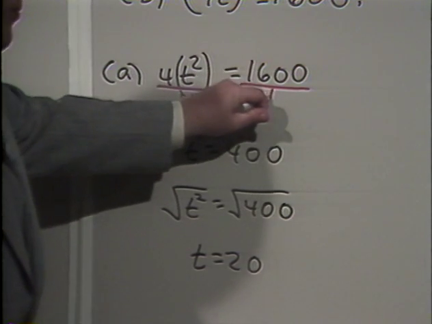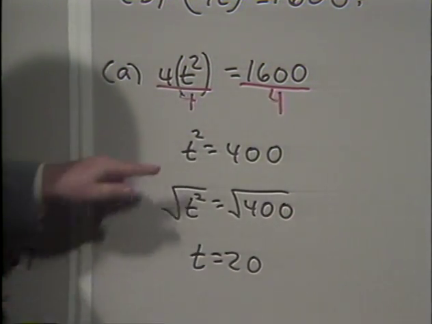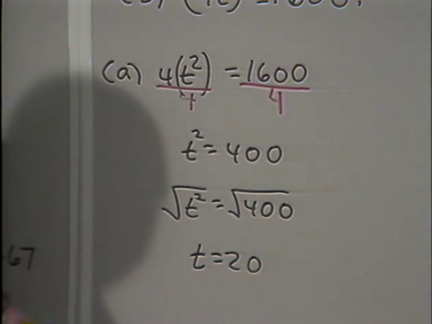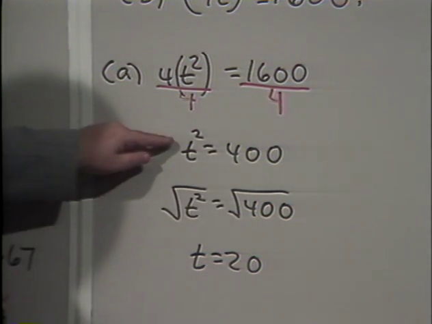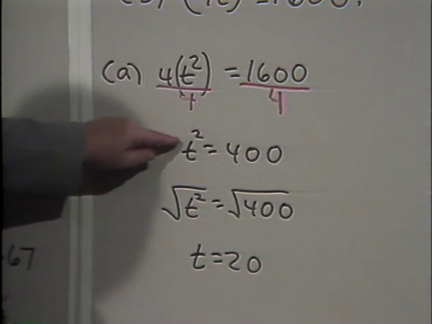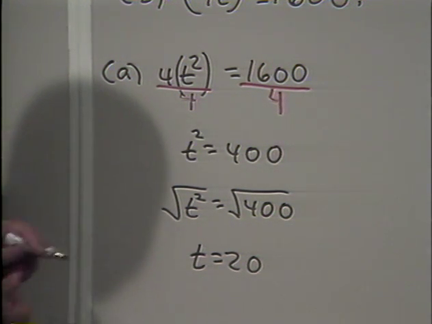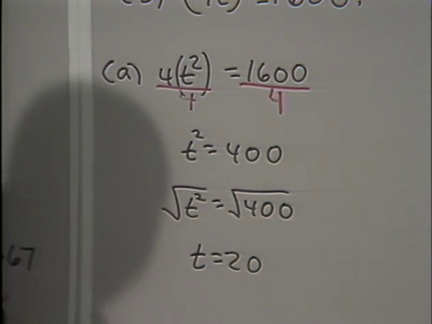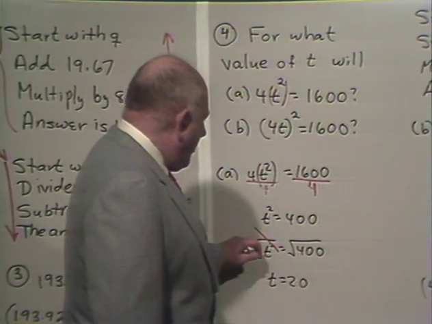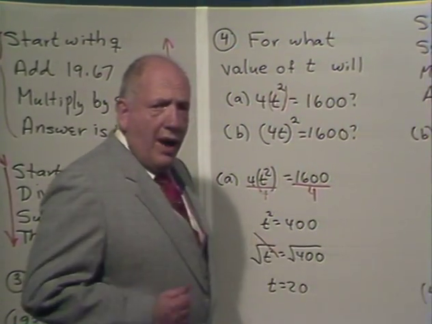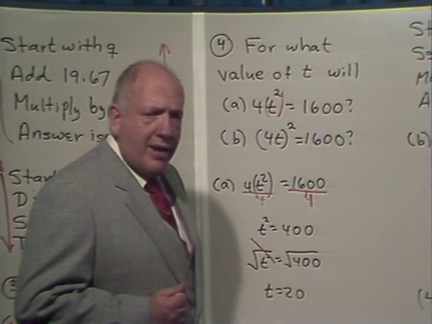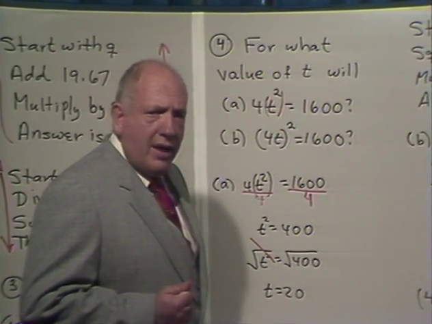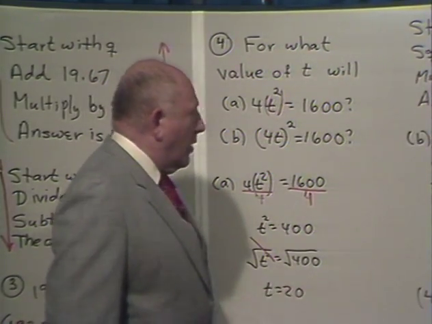To undo multiplying by 4, we're going to divide by 4. But if you divide one side by 4, you have to divide the other side by 4. That gives me t squared is equal to 400. How do you unblock t squared? To unblock squaring a number, you take the square root. But if I take the square root of one side, I also have to take the square root of the other side. The square root of t squared just says t. If you square, then take the square root, you're back to where you started from. And the square root of 400 means the number which, when multiplied by itself, gives you 400. Since 20 times 20 is 400, t would be 20 in that case.